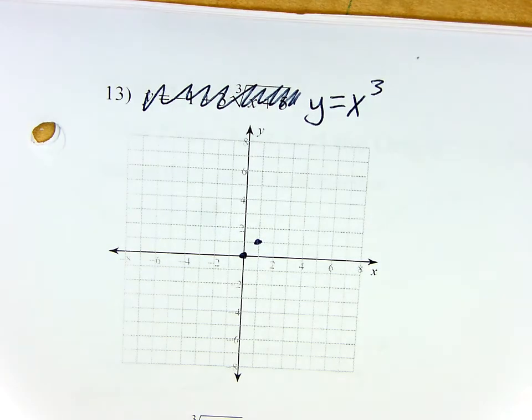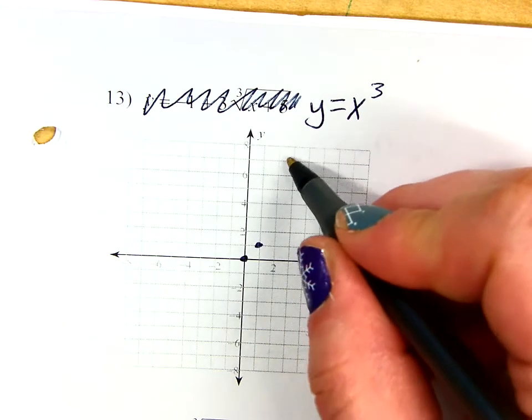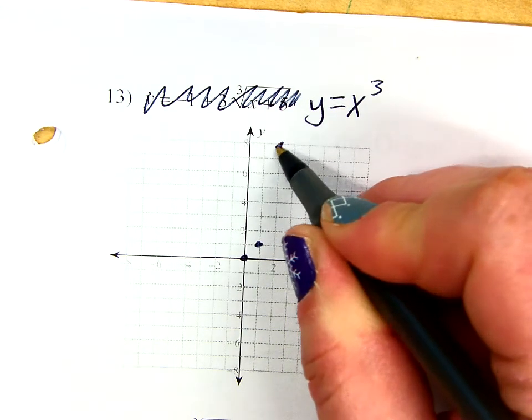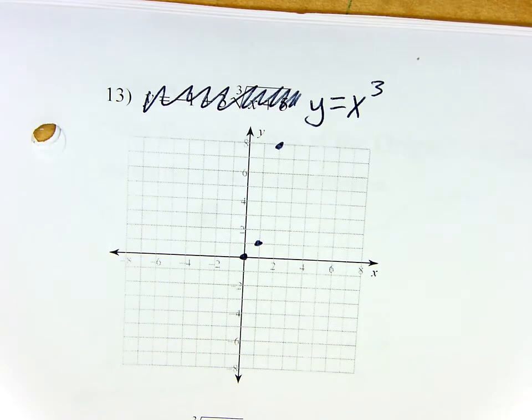But now plug in 2. 2 to the third is 8. So (2, 8) is your next point. And then, I mean, you could do 3, but you're going to be way off the chart because 3 to the third is already 27. Oh, I see how it works. Yeah, so now we're sort of rotated.